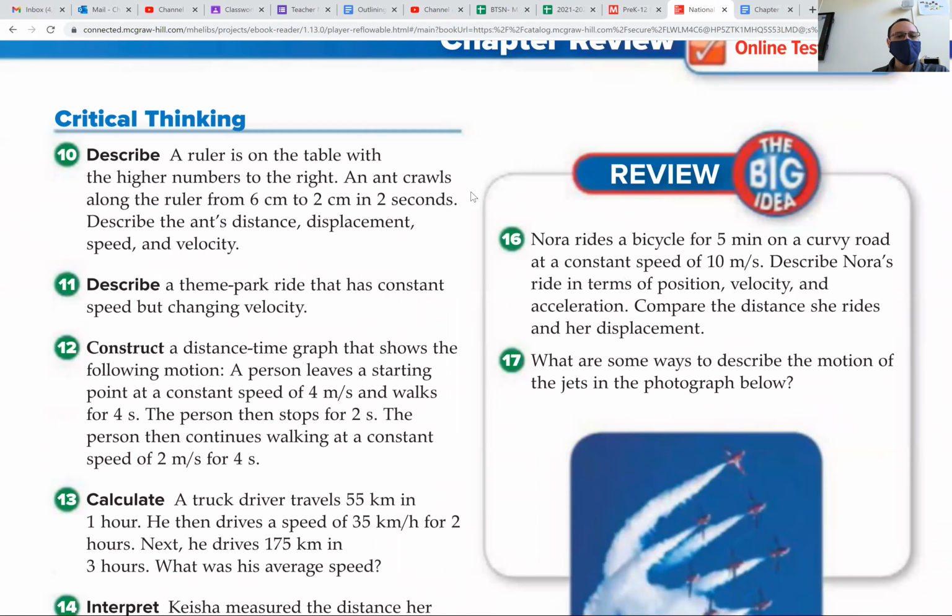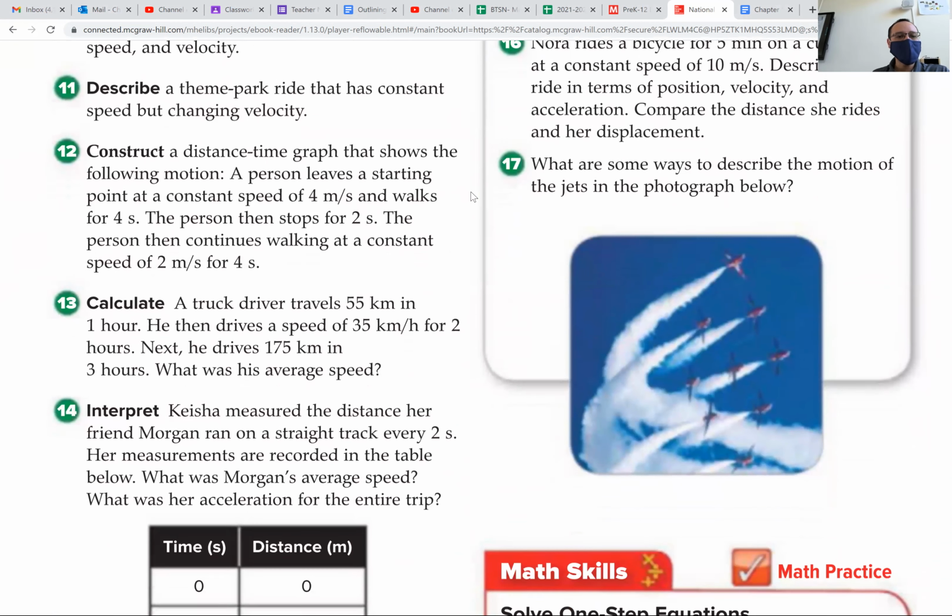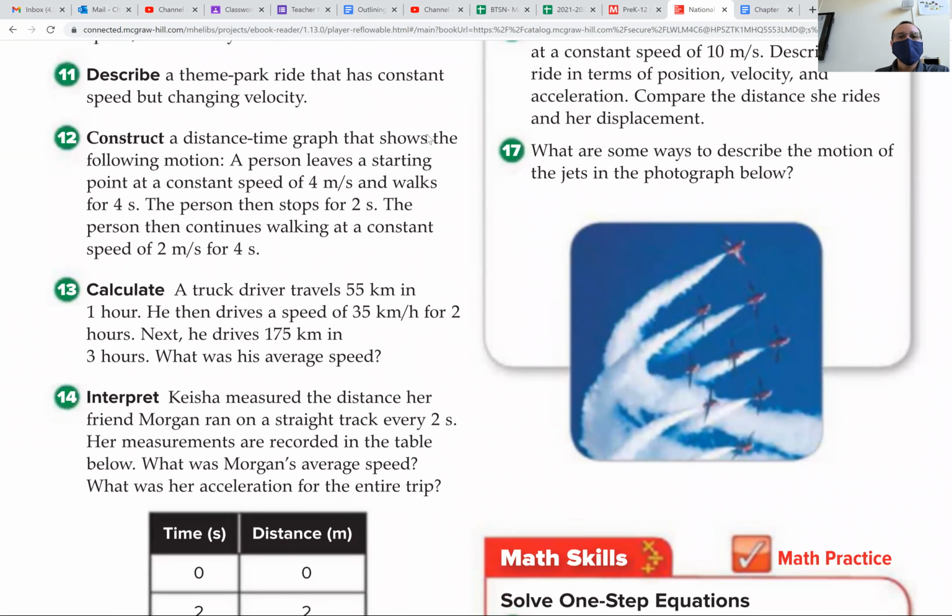So number 10, we're out. Number 11, we're out. Number 12, okay? So number 12, that shows the following motion. A person leaves the starting point at a constant speed of 4 meters per second. Okay, so the person, let's just graph right here. All right, so the person leaves at 4 meters per second.